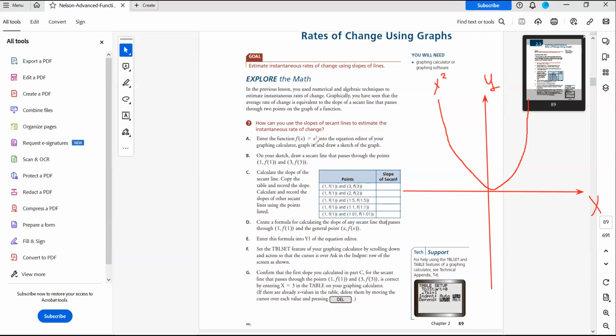So we have our parabola x squared. This is our function x squared. Enter the function f of x equals x squared into the equation editor of your graphical calculator, graph it, and draw a sketch of the graph. We did it. On your sketch, draw a second line that passes through the points 1, 1, and 3, 3. So x coordinate equals 1.